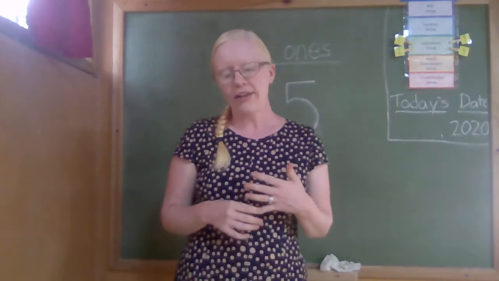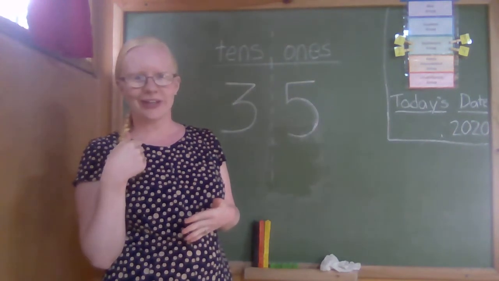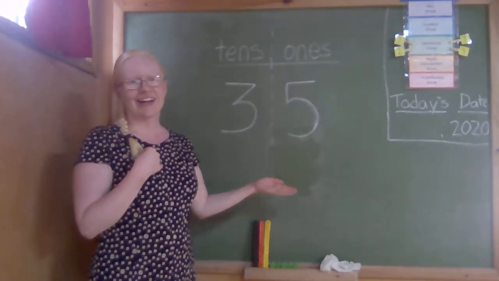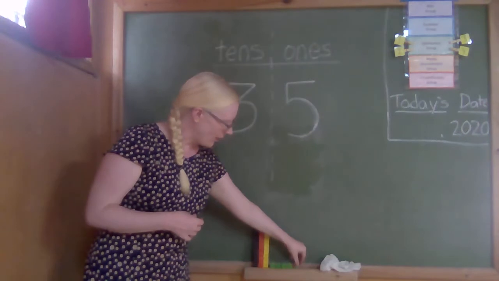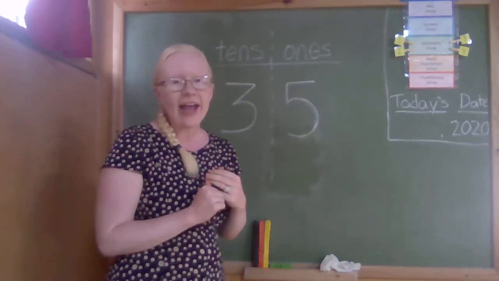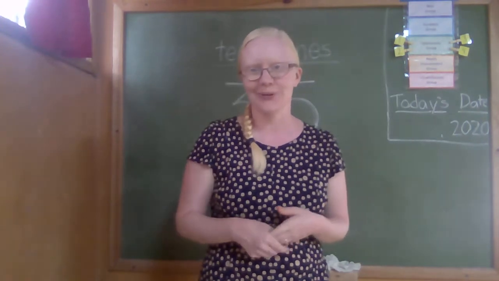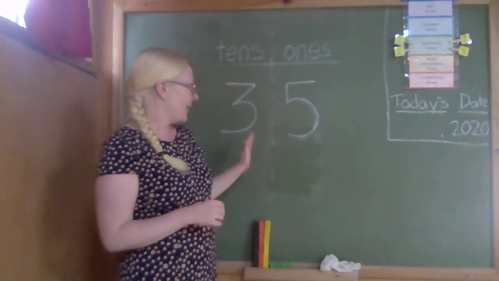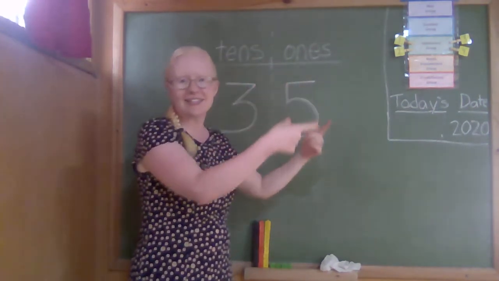Now, what if I asked you to tell me the number that comes before 35? What would you tell me? El número antes de 35 es 34, right? It still has 3 tens, but one before, we take away that one and it becomes 34. Now, what if I asked you, what is the number after 35? El número después de 35, ¿qué es? 36, right? After 35, if we're counting, we say 34, 35, 36.